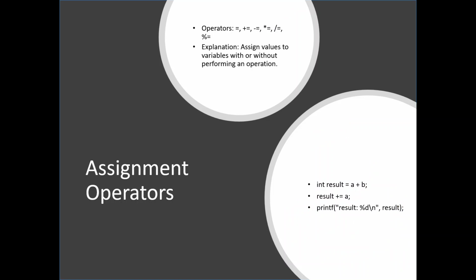Next we have the assignment operator. There are various types of assignment operators. It is very simple. The first is equals to, right? If I write x equals to 0, it means whatever the value of x, it will be overridden by 0. If I write a plus equals to 4, it means that a equals to a plus 4.